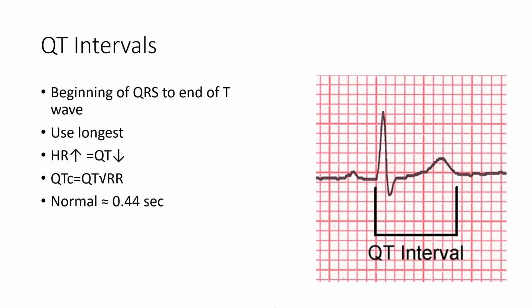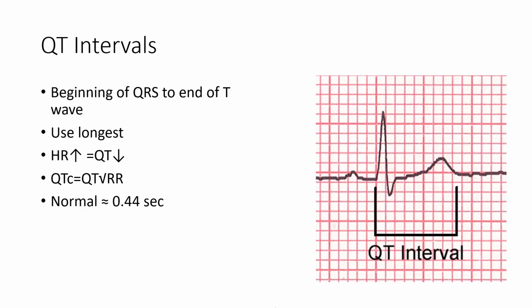When we take a measurement of a QT interval, we want to begin at the very beginning of the QRS complex in whatever form it takes, and then complete our measurement after the T wave has returned to isoelectric baseline, that is the flat portion. We're going to use the longest that we can find, and we need to keep in mind that heart rate is inversely related to QT interval, so that as the heart rate goes up, the QT interval is going to become shorter. We always want to use the corrected QT interval just for this very reason, so that we can adjust for variability in R to R intervals.